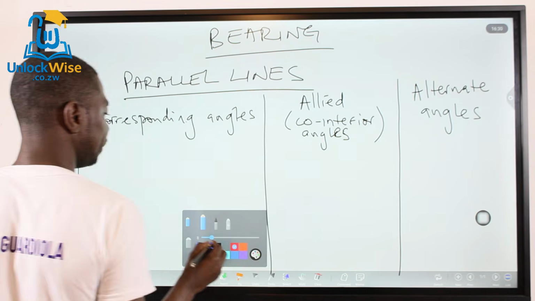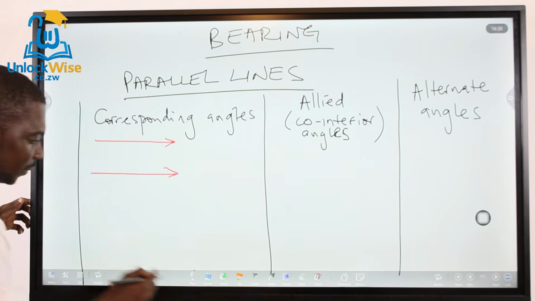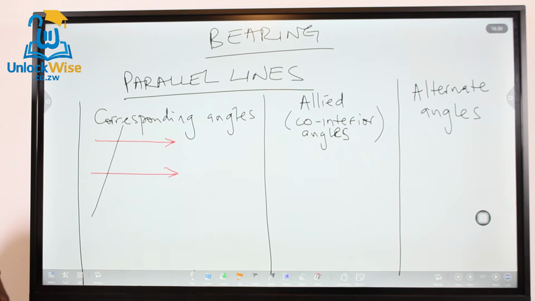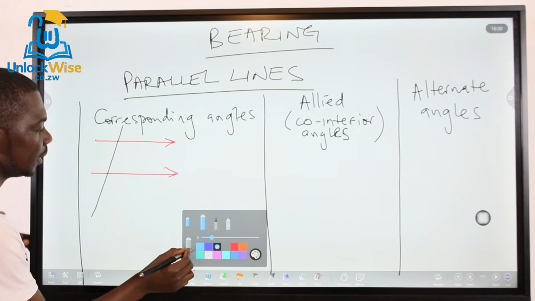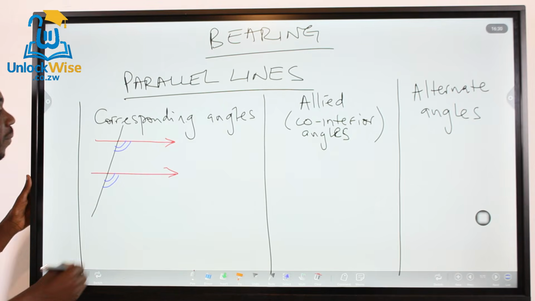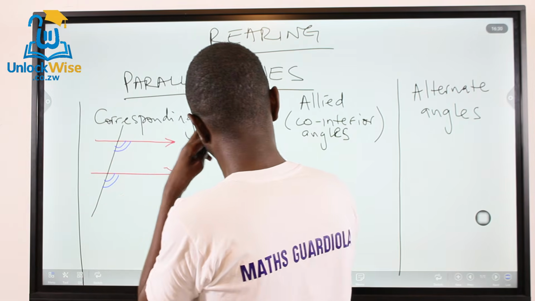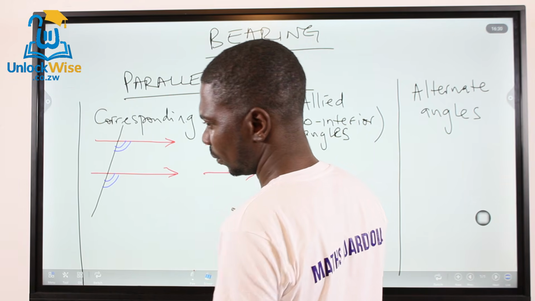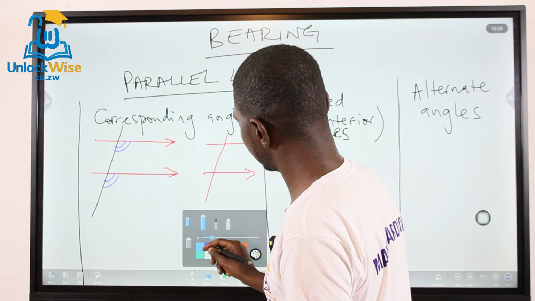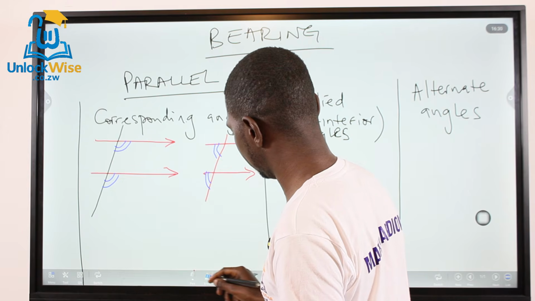So let's say these are our parallel lines, and we have a line that cuts across our parallel lines. It now means that this angle is equal to this angle. And maybe this angle is also equal to this angle.